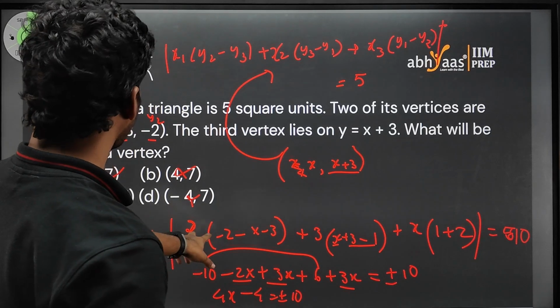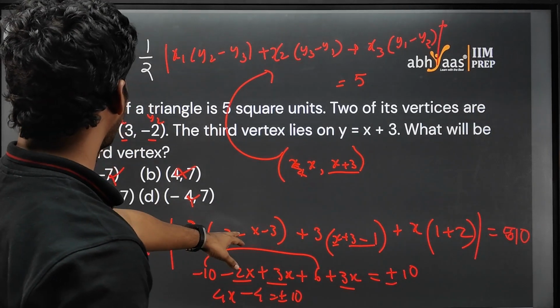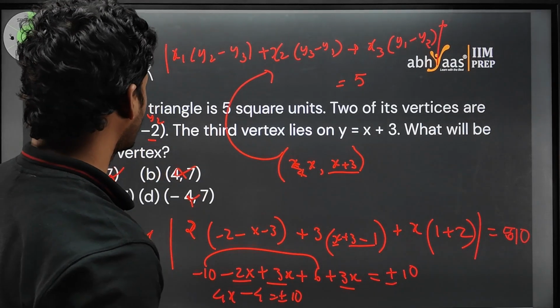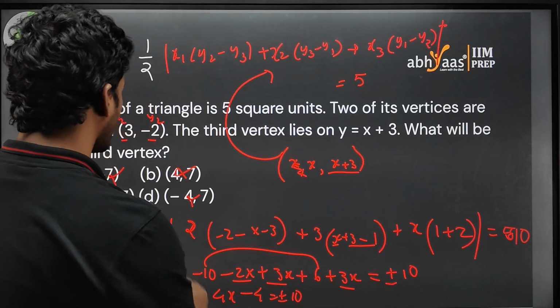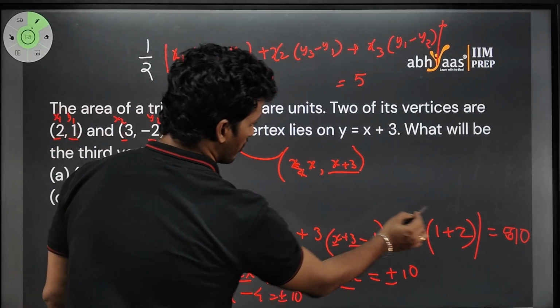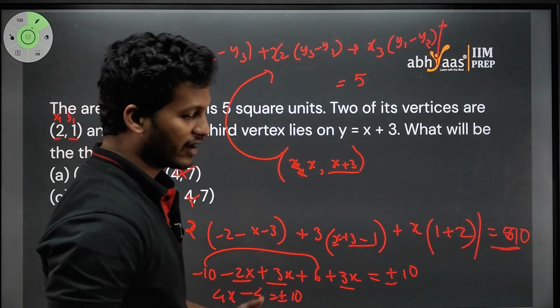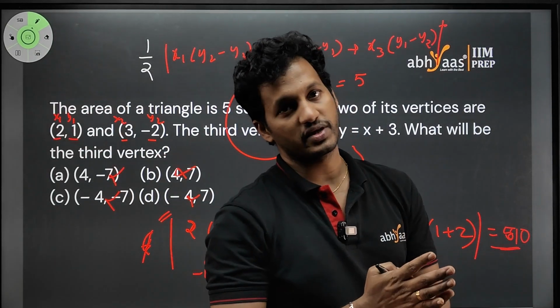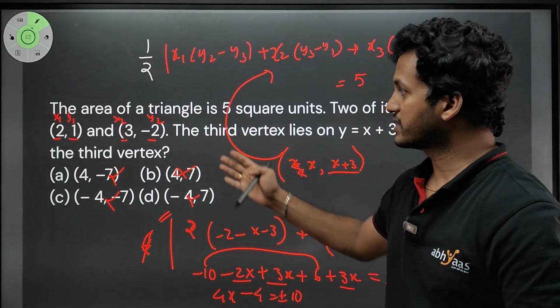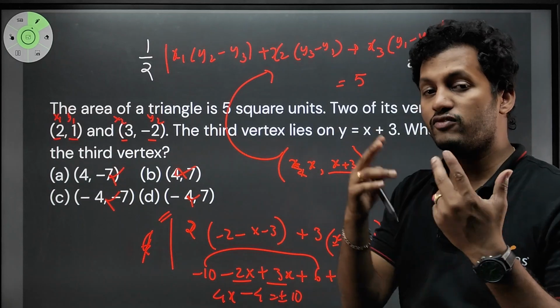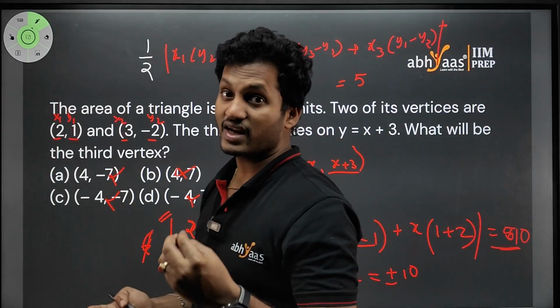So clearly see these things. Whenever you take modulus out, you will get plus or minus 10. So you'll get two equations and we'll have two values. Two possibilities would be there. So when the two possibilities are there, there will be no one vertex. It can have two vertices. A triangle cannot have two vertices.